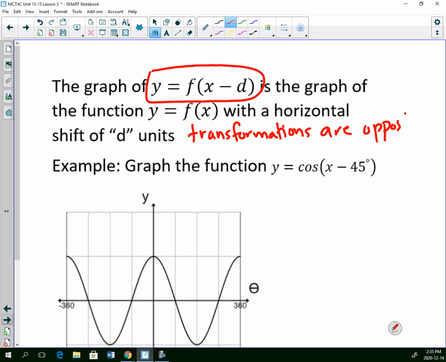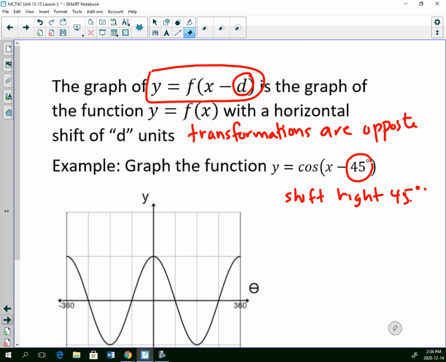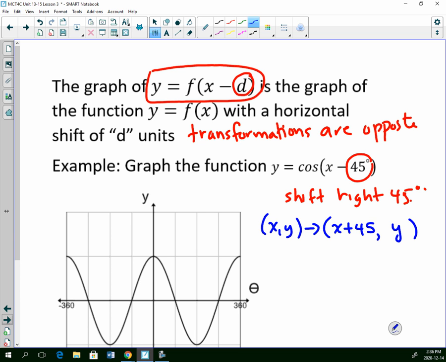And the main reason being is it's x minus d, so the transformation is d. So the minus was already there. So for example, if I graph the function cosine x minus 45, the actual value of d is 45, which is a positive value, which means it's going to shift right 45 degrees. Okay, so if I am doing mapping notation, this time my x is changing, and it's going to go to the right, so in the positive direction, 45 degrees, and the y will stay the same.